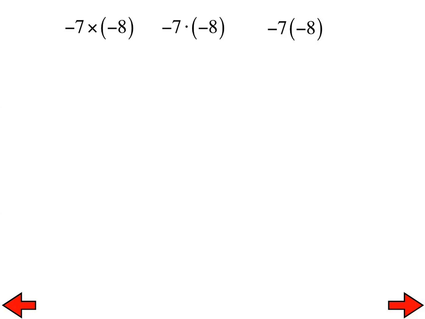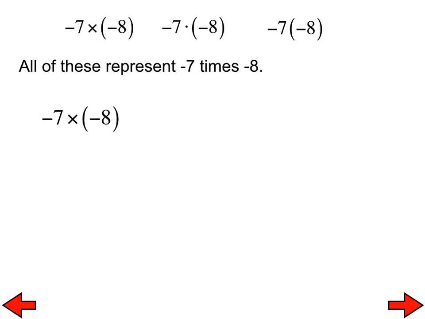Okay, so now, let's take a look at these problems. And they're all the same thing. They all represent negative 8. It's negative 7 times negative 8. So we're going to use this idea of opposite multiplication. Okay? This means we're going to take the opposite. But before we do that, we're going to figure out what 7 times negative 8 is.